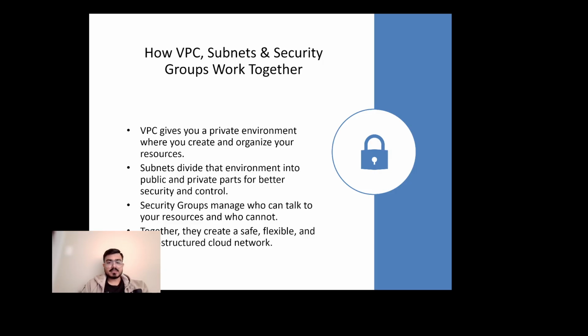So let's see how VPC, subnets, and security groups work together. To summarize how all three work, VPC gives you a private environment, subnets divide it into smaller and safer parts. Security groups protect everything like locks and keys. Together, they make AWS networking simple, safe, and organized. You can think of it like your own digital neighborhood. You decide where to build, where to connect, and who gets a key.